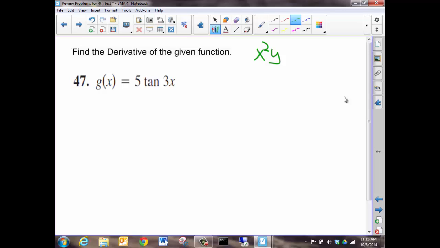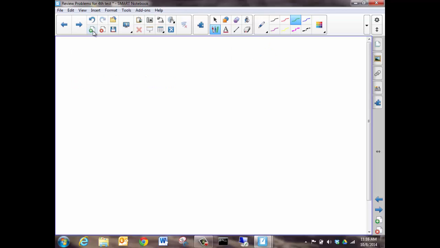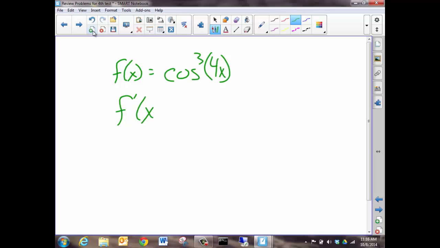Yes, sir. That is a very good question. Cosine cubed 4x. That's our function, and we're asked to find the derivative of that. This one is difficult because it's a chain rule twice. I think the key is recognizing what's my inside function to begin with.